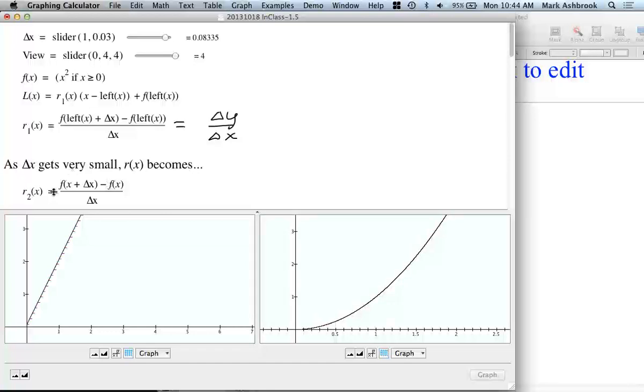It's still an average rate of change. It's still average rate of change over a small, it's now over a very small delta x. And when delta x gets very small, then it's indistinguishable from exact rate of change. Okay? As delta x gets very small.